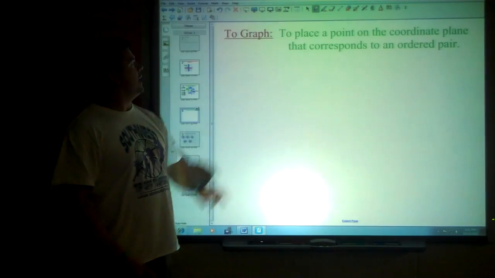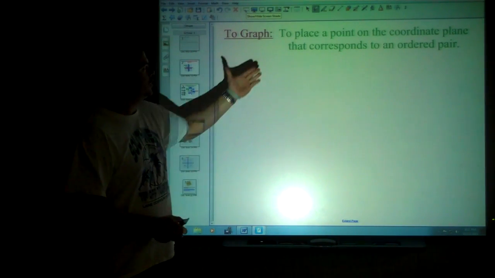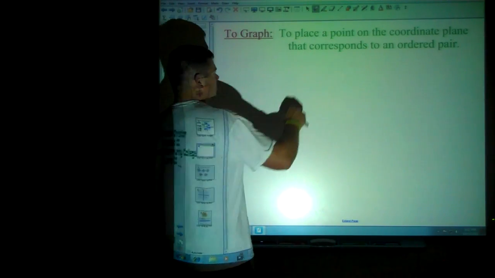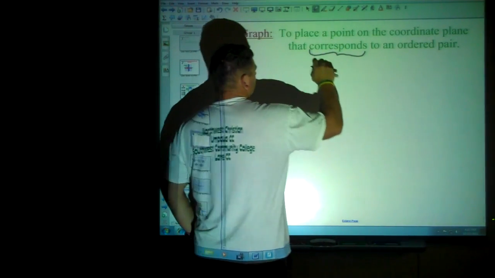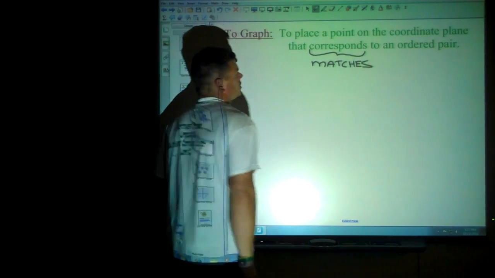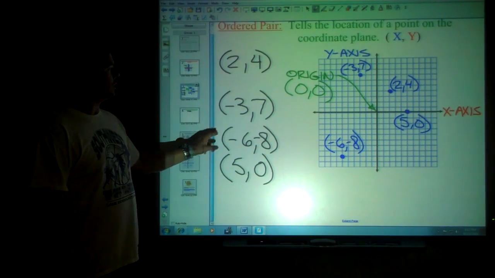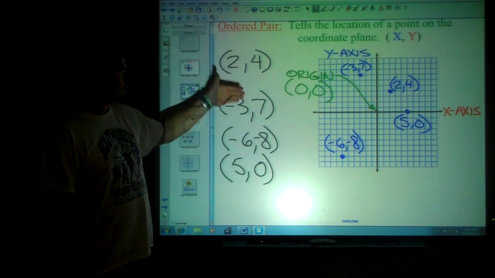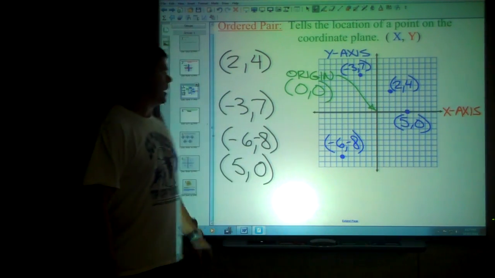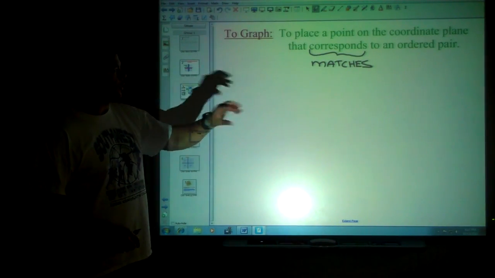Alright, next we have this idea of graphing. You're going to be asked to graph, and when you're asked to graph, it just means placing a point on the coordinate plane that corresponds. Remember, corresponds is a fancy word for matches. So corresponds means it's going to match the ordered pair. This concept of what I was doing right here was graphing. I graphed each one of these dots and I put them on the coordinate plane. That's what it means to graph: the matching point to the ordered pair.